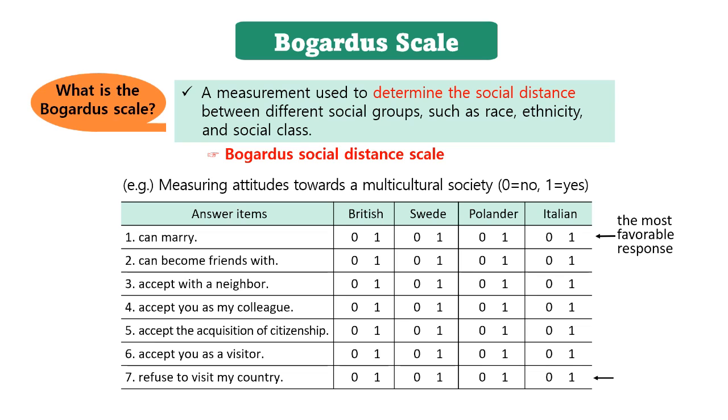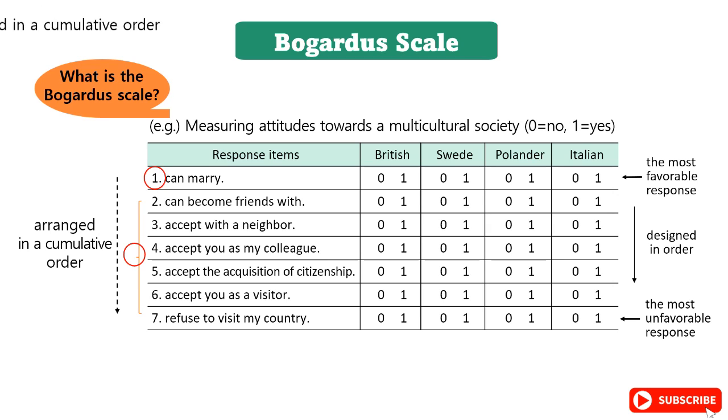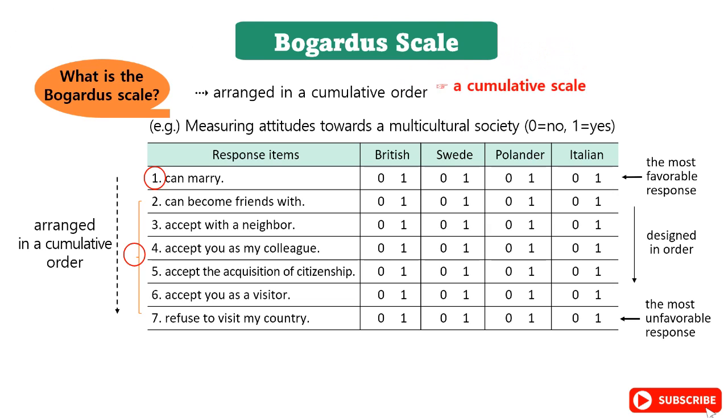As seen on the survey, the scale is designed in order from the most favorable response to the most unfavorable response. Respondents who choose option 1 are assumed to agree with options 2 to 7 as a natural progression. This type of survey design, where responses are arranged in a cumulative order, is referred to as a cumulative scale. In other words, the Bogardus scale is an example of a cumulative scale.